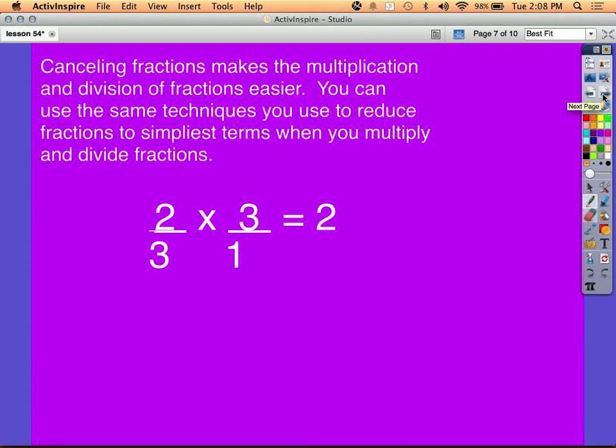Now, canceling makes multiplication and division of fractions easier. You can use the same techniques you use to reduce fractions to simplest terms when you multiply and divide fractions. So I have 2/3 times 3 over 1, so this is equal to 2. I could multiply 2 times 3 and get 6, and 3 times 1 to get 3, and 6 divided by 3 is 2. But there's an easier way.